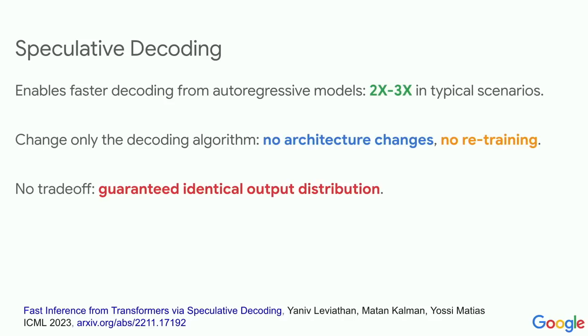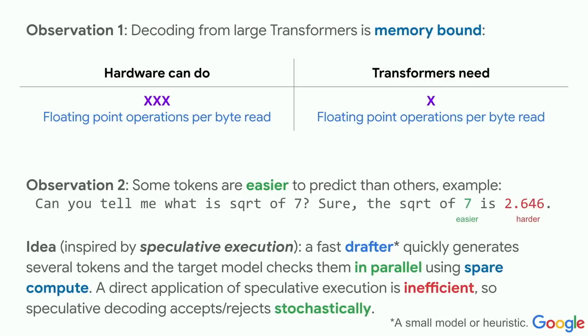So this is where you find the details: Fast Inference from Transformers via Speculative Decoding, Leviathan et al. And so the observation that spurred this is that decoding from large transformers is memory bound because you actually do relatively little compute relative to the amount of parameters you bring in from memory. So the hardware can do an awful lot of floating point operations per byte read. But if you just decode one token, you're not making use of that hardware's potential floating point operations.